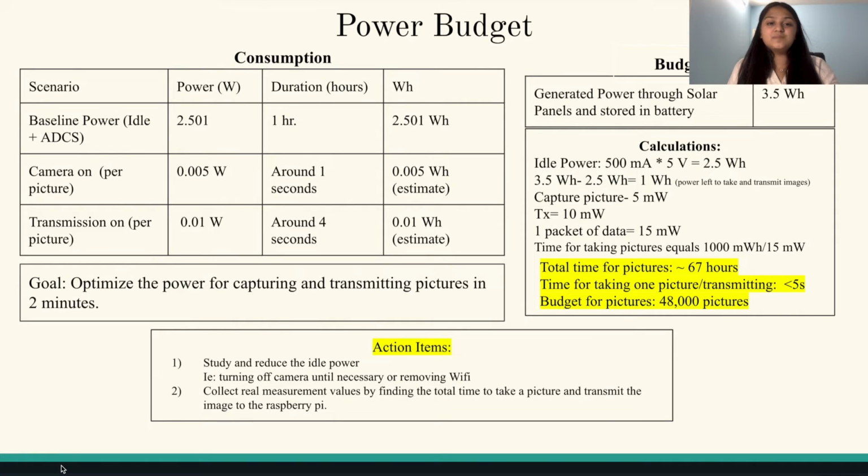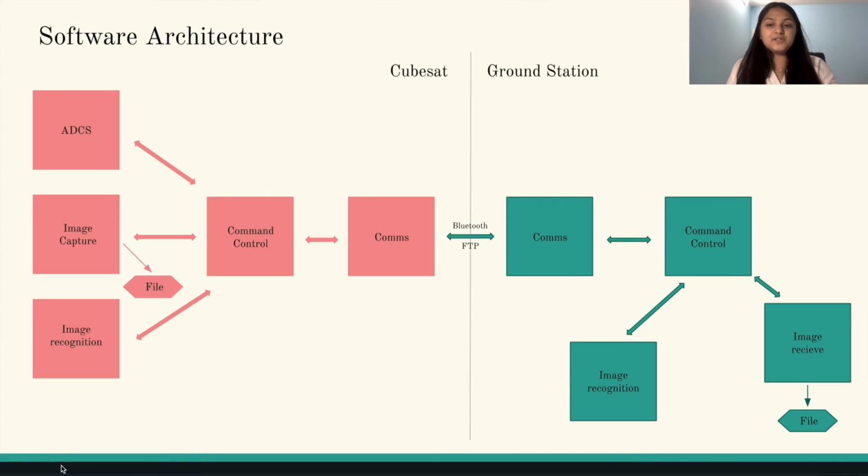Our next action items are to study and reduce the idle power by turning off the camera until we need it and by possibly removing the Wi-Fi component. We also want to do a real-time experiment to get more accurate power measurements.